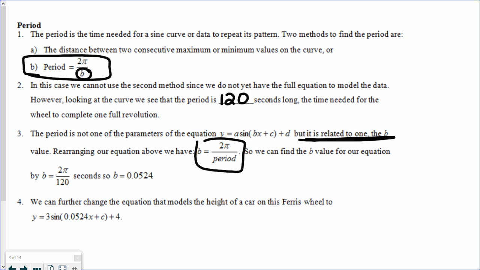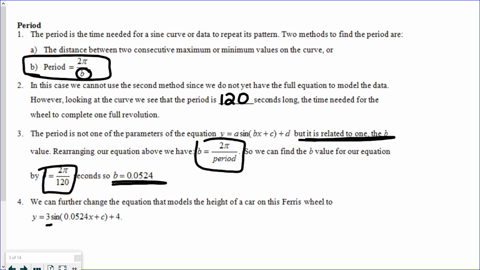So we can find the b value for our equation by b equals 2 pi divided by 120. So b, again, you can use the pi button on your calculator or just use 3.14. So 2 times 3.14 divided by 120 is equal to 0.0524. So we can further write that into our equation here.